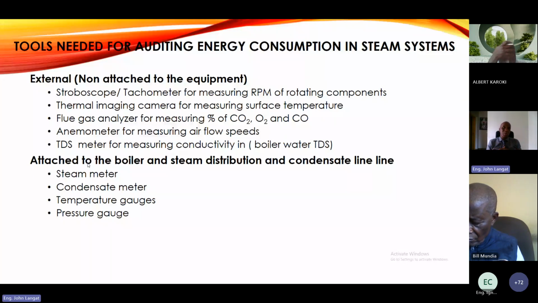So a stroboscope or thermometer, as I mentioned. The ID fan is designed to run at a specific RPM, perhaps around 1,500 to 2,500, so that it can create sufficient draft inside the furnace for stoichiometric combustion. So as an energy auditor, you need to be in a position to get the baseline. What was the design capacity? What was the design RPM for the ID fan? And even the FD fan, what was the design RPM? Is that boiler running at that RPM? The moment you find it's running at a lower RPM, then there's an issue.